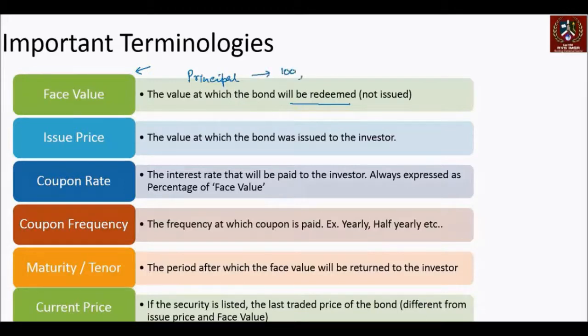So it could be 100, could be 10, could be 10,000, depending on the bond. It could be anything. Usually it's a multiple of 10. But you could have 10, 100, 1,000. In India, a lot of the bonds are denominated at 1,000 rupees, many of them at 10,000 rupees, and so on and so forth, right? That's the value at which the bond will be redeemed.